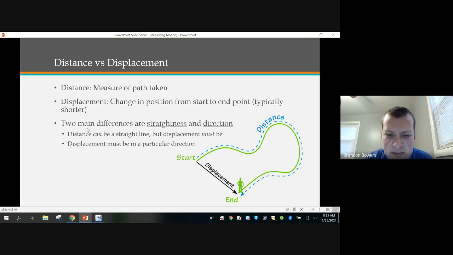The key thing, displacement, once again, we're always focused on direction. Displacement must be in a particular direction. I would write that down. So if we look at this displacement, the displacement is actually southeast, right? Southeast of where we started from. So displacement must be in a particular direction.